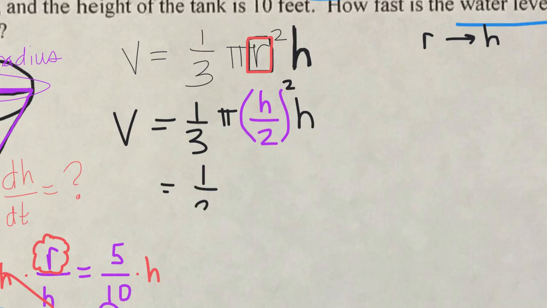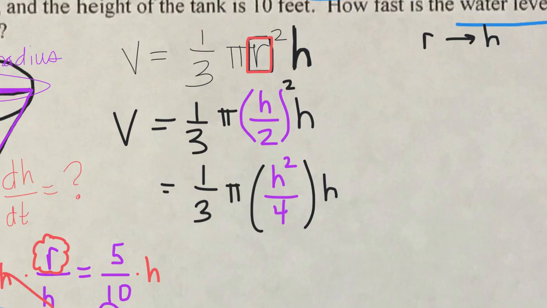So that means I have 1/3 of pi times h squared over 4. And I'm still multiplying that by h. Okay? So we haven't done any calculus yet. This is all algebraic simplification and geometry.